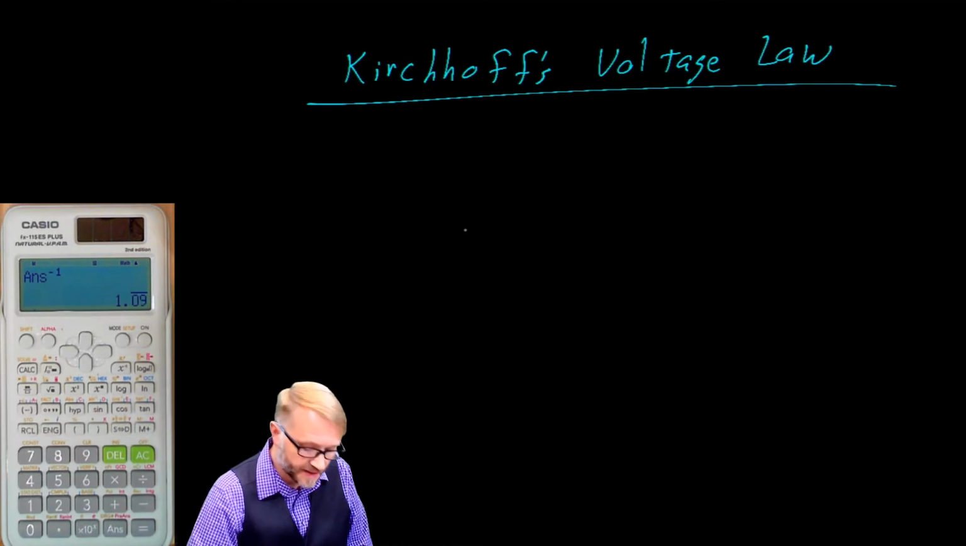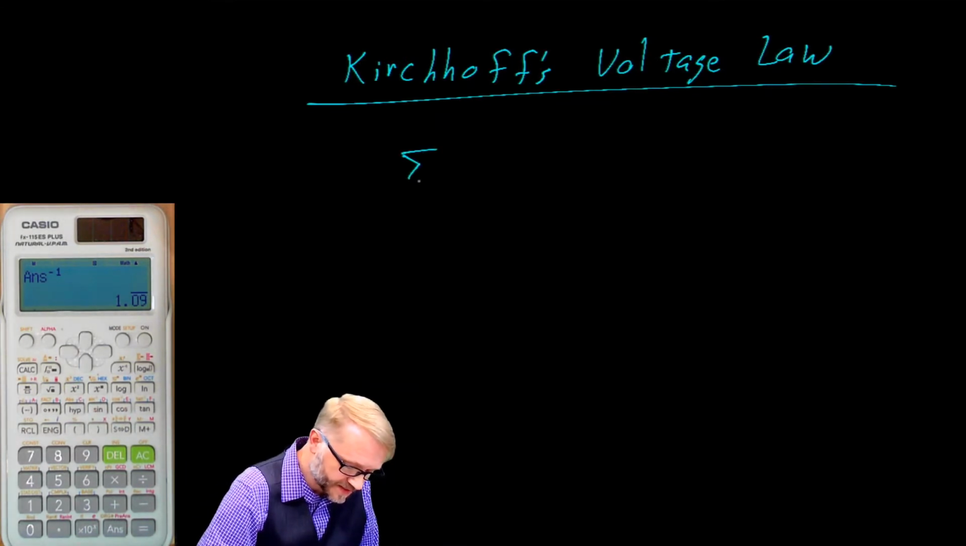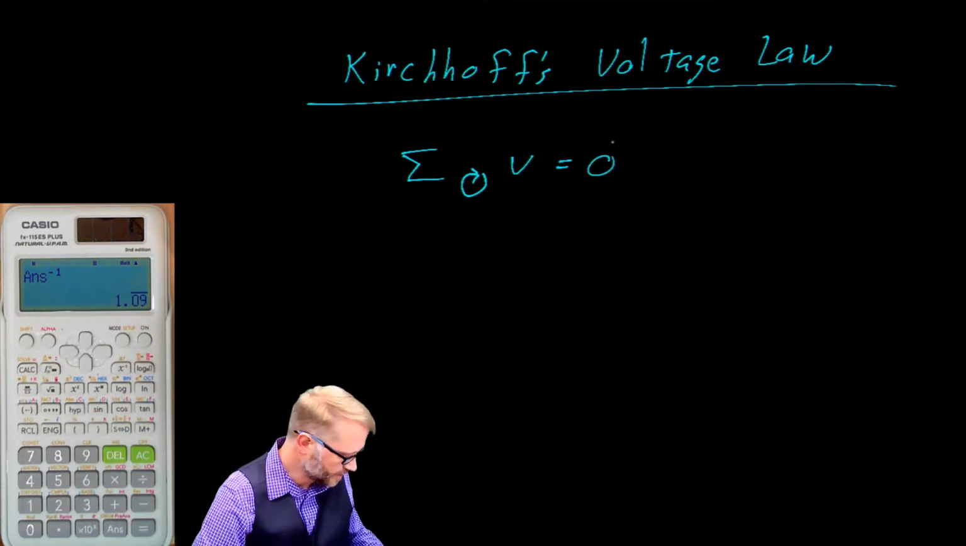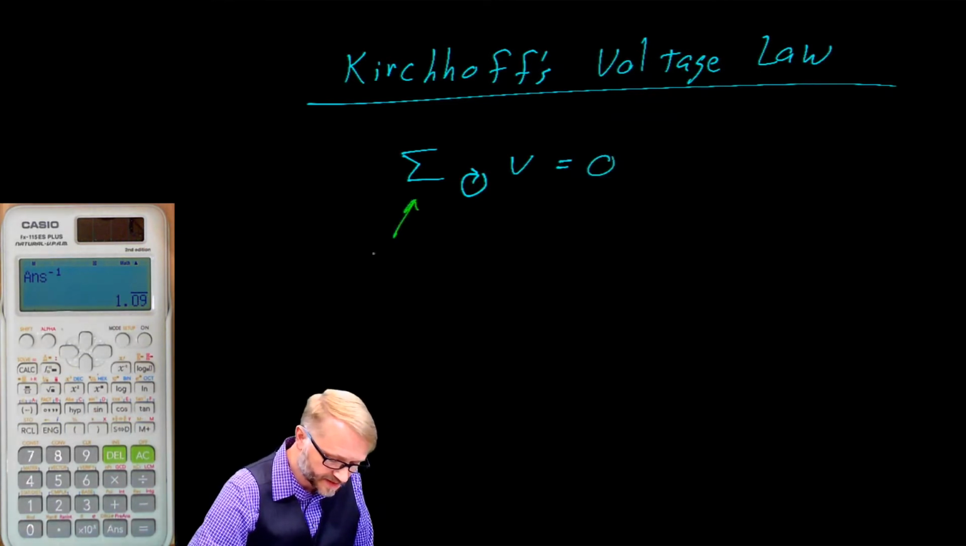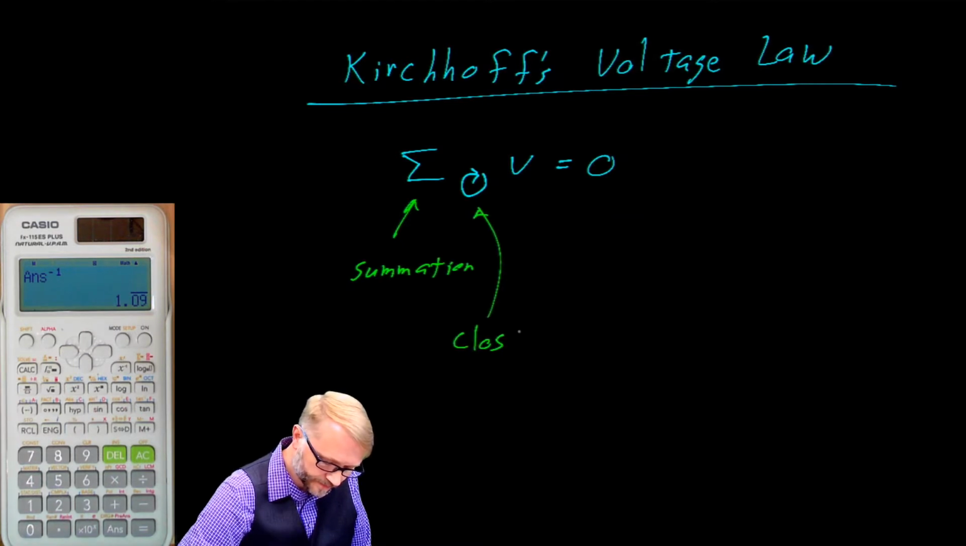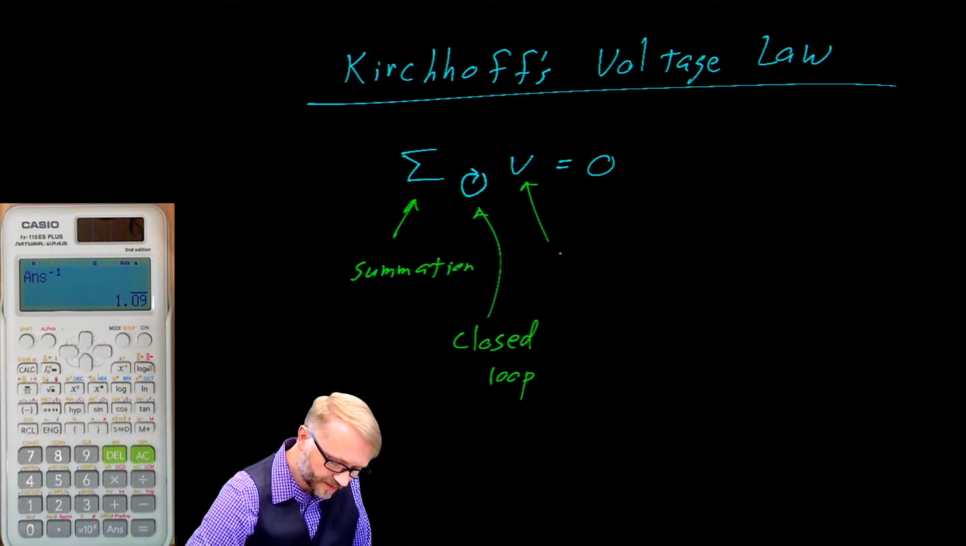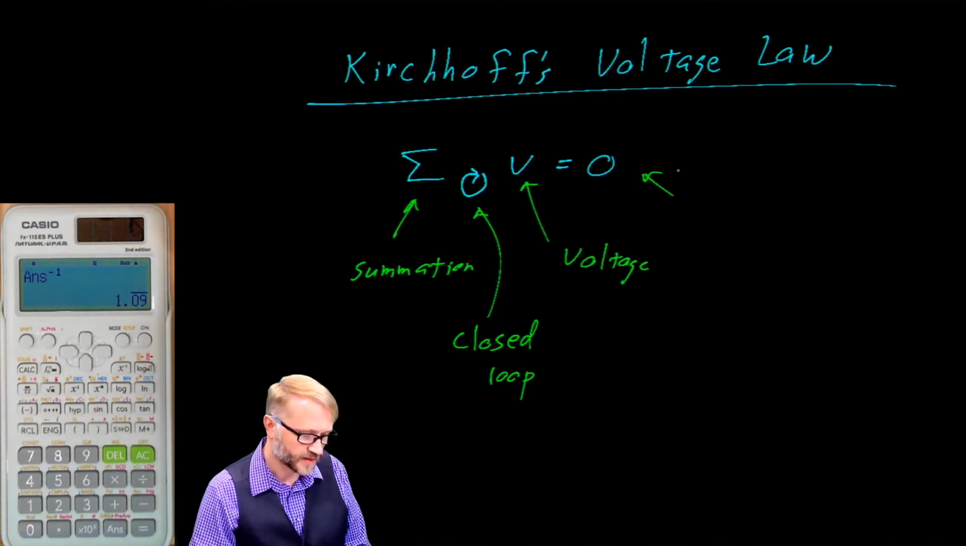It tells us that the summation, this is the sigma symbol, of the voltages on a closed loop is equal to 0. So that's the summation, closed loop, and we're interested in the voltages, equals 0. So the summation of the voltages on a closed loop is equal to 0. Here's an example.